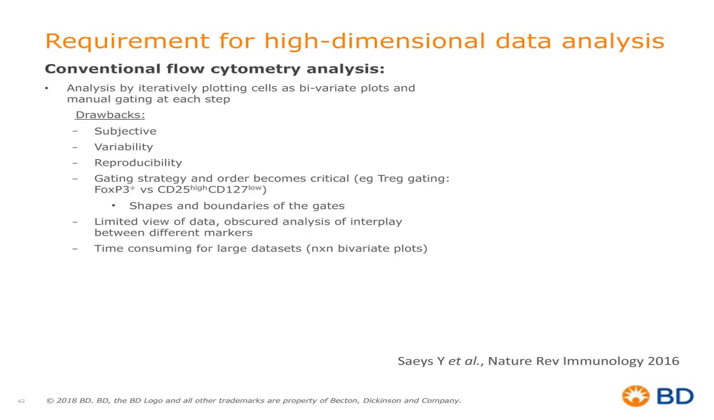So do you go FOXP3 positive to define your Tregs? Well, you could have induced Tregs versus if you want to look for thymic-derived T regulatory cells. And then some of these can be influenced by the ways you're actually gating. CD25 high versus CD127 low. Is that a better approach? And those gating strategies and the shape and boundaries of the gates will be variable.